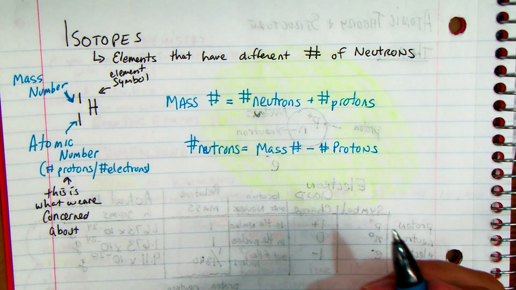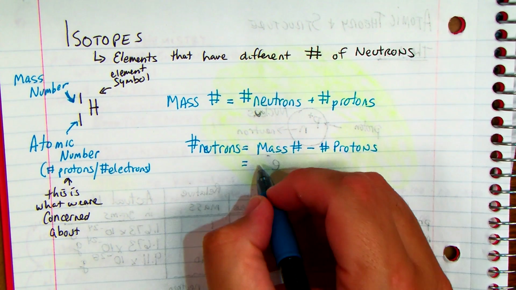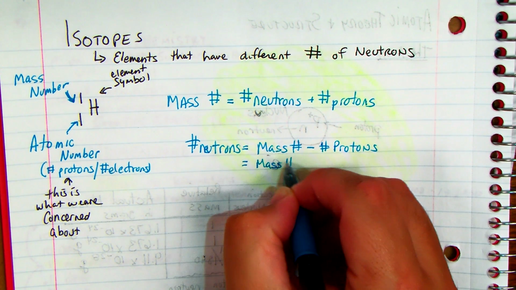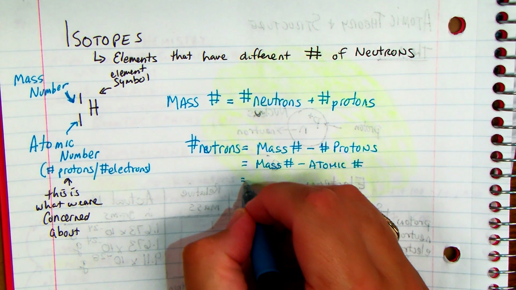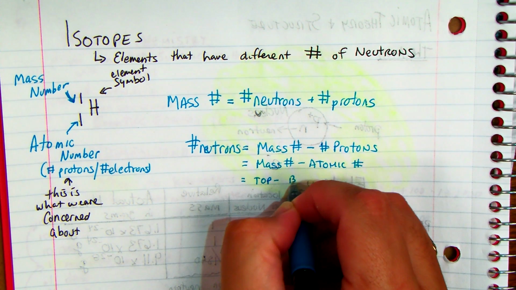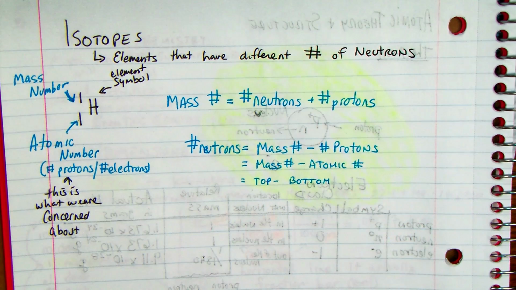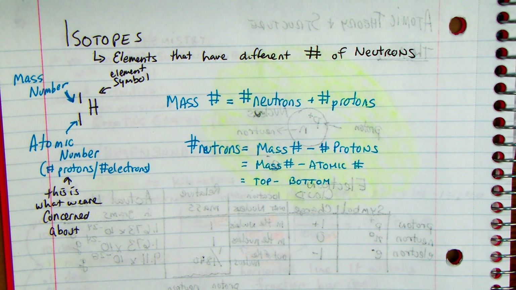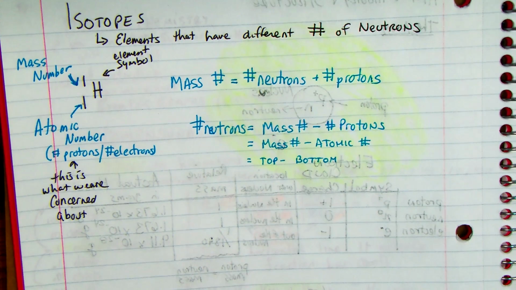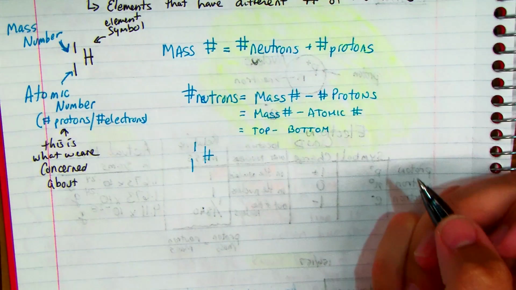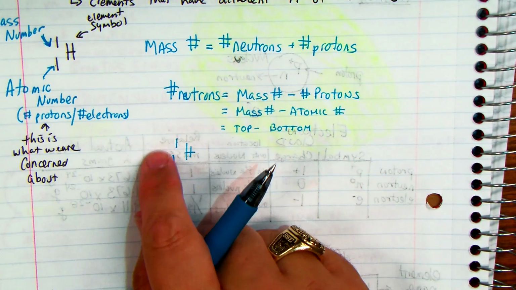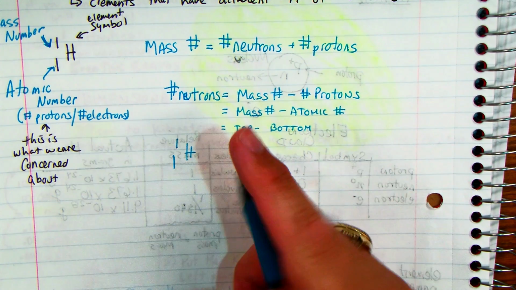Now, you can think of it like this, a different way. It's the mass number minus the atomic number. Or you can think of it as top minus bottom. So those are a few different ways that you can kind of think about this. Now, for the hydrogen one, where it's 1 and 1, this is the first isotope for hydrogen.